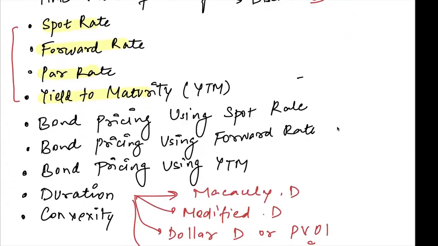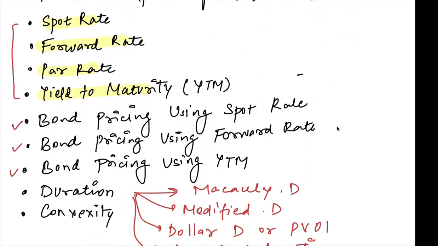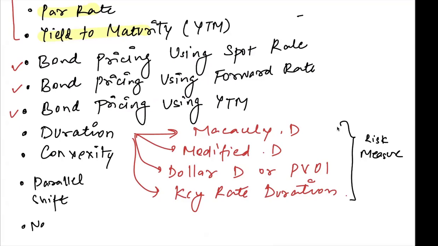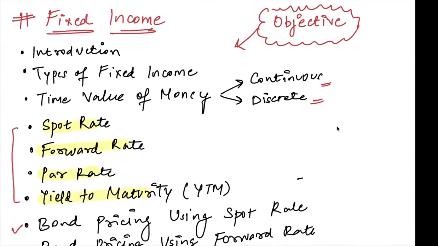Then we'll see how we can price a bond using spot rate, using forward rate, using yield to maturity. Then we'll discuss duration and convexity. In duration, there are four types of duration that we calculate: Macaulay, modified, dollar duration, key rate duration. These are nothing but risk measures in fixed income, and the same goes for convexity. If we get time, I also want to discuss parallel shifts and non-parallel shifts in the yield curve. These are really easy concepts, but let's start from the very basics. Let's understand what is fixed income.